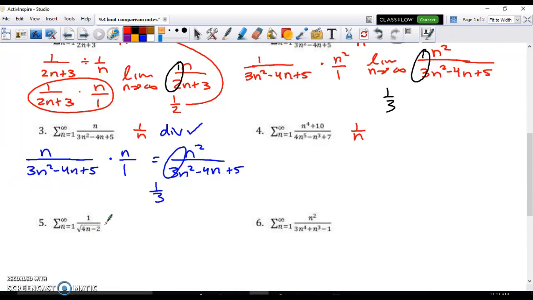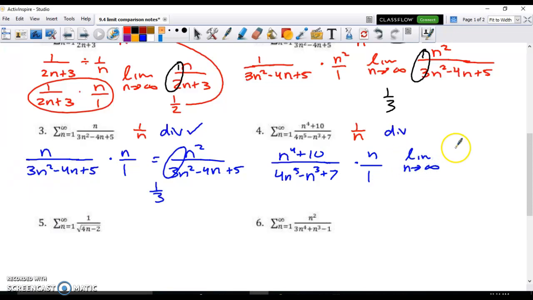Okay, so number 4, I already have what I'm comparing it to, which is 1 over n. I already know that diverges. Once again, I talked about p-series. So take this series, and I'm going to divide by 1 over n, so flip and multiply. That's going to give me n to the 5th over 4n to the 5th as n goes to infinity, and I really don't care about any of that other stuff. All I care about is the highest power. So that's going to give me 1/4. That's an actual non-zero number, so it's going to diverge.